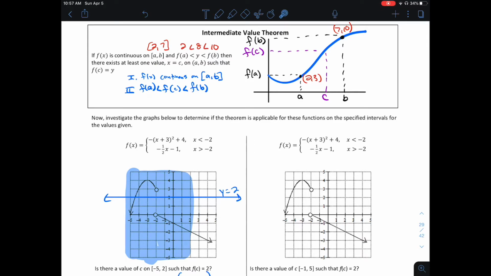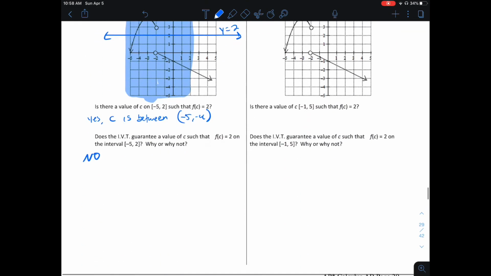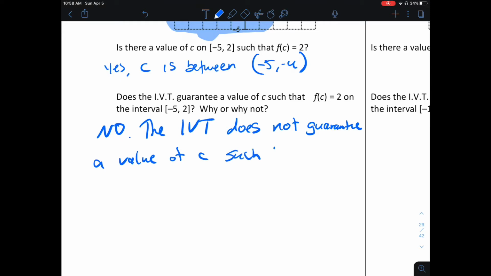So I was going to rewrite this a little bit, and this is how I'm going to rewrite it, the intermediate value theorem. We are allowed to call the intermediate value theorem IVT. On the AP calculus test, they will allow you to use capital I, capital V, capital T, and the people that are grading it will all know it's the intermediate value theorem. So does it guarantee it? No, it doesn't. So let's state that it doesn't. Just saying no is not good enough. A lot of times when you're writing your answer for this, you're going to restate the question. The IVT does not guarantee a value of c such that f of c equals 2 on -5 to 2.